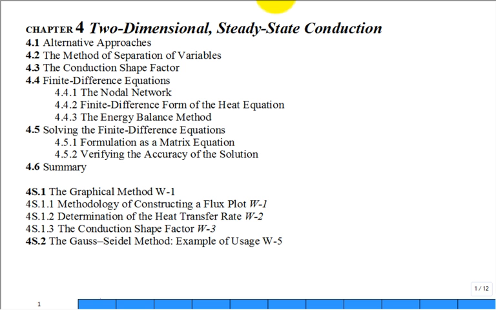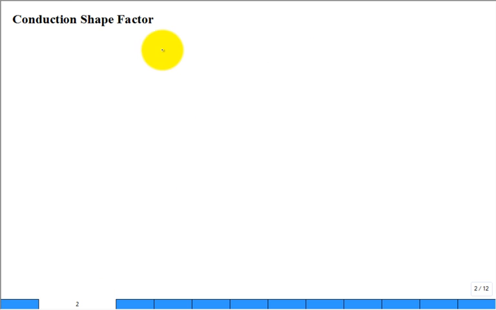All right, so this is our second and last lecture on Chapter 4, Two-Dimensional Steady-State Conduction. We talked about the shape factor, conduction shape factor. I'd like to talk about it right now and solve a problem. So the conduction shape factor was cap S.